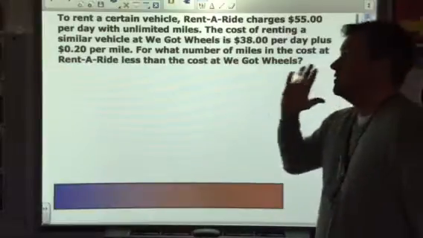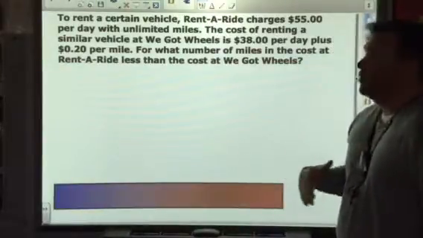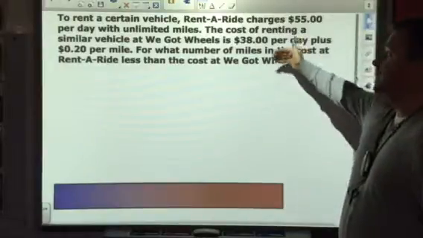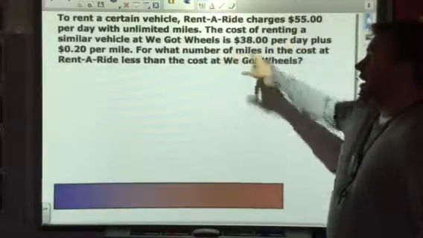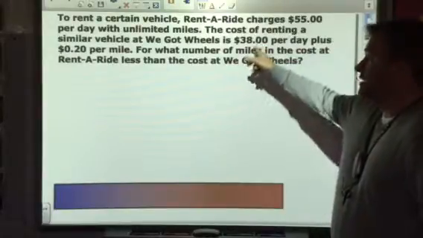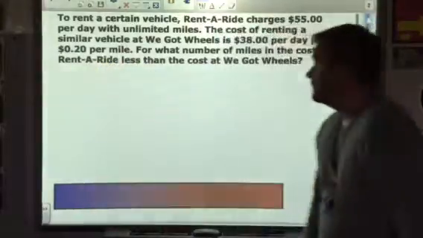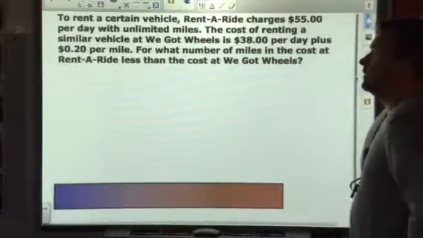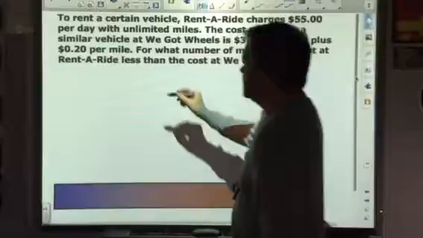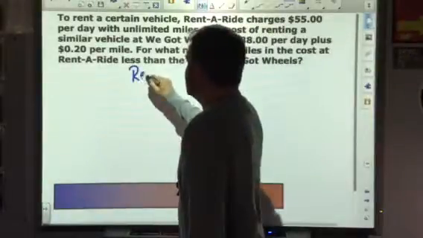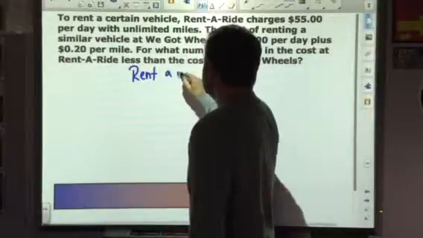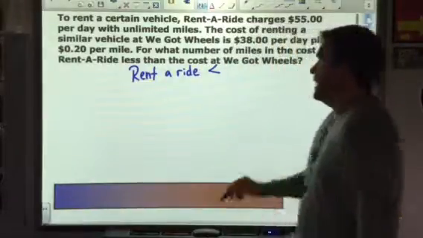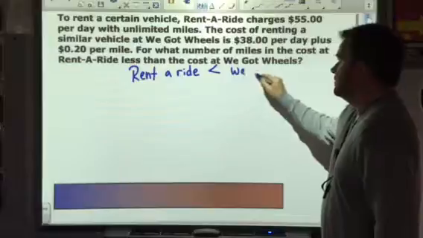So just reading it, I know that if I was only going to drive this car 1 mile, it is going to be less expensive for me to rent at We Got Wheels, because it would be $38.20. But we know that that's not the case. You're not going to rent a car and just go 1 mile. So what it's asking here is, when is Rent-A-Ride going to be less than We Got Wheels?